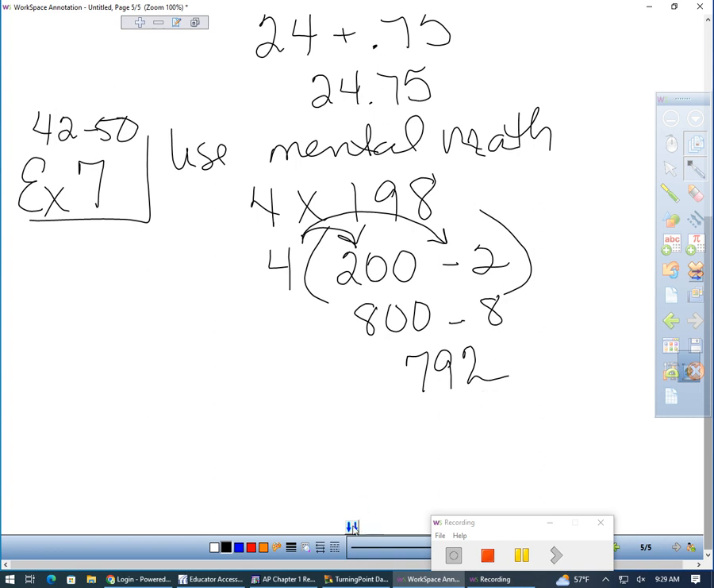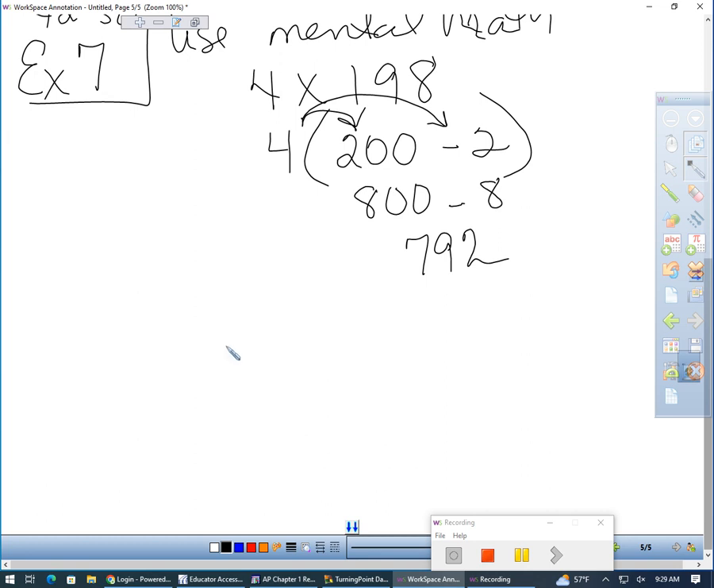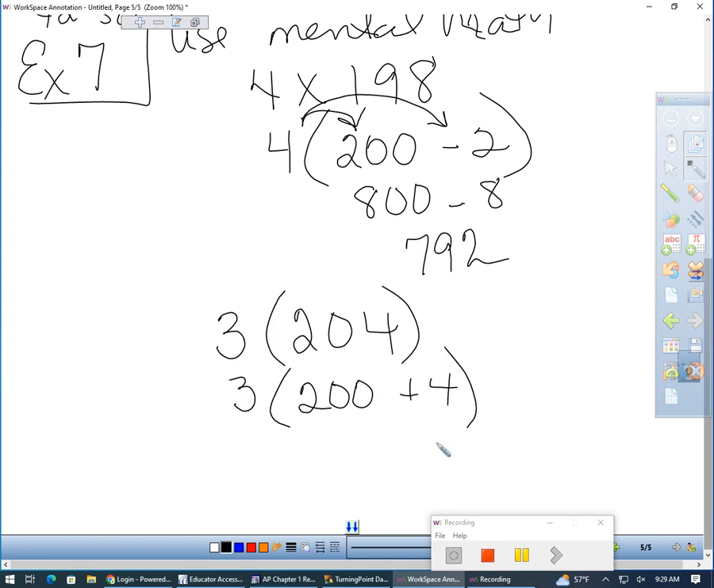Okay. How about this one? What if I had 3 times 204? How can I split up 204? Good. 200 plus 4. I completely agree with that. Now let's do the distributive property. We have 3 times 200, which is what, you guys? 600 plus 3 times 4, 12. So we get 612.